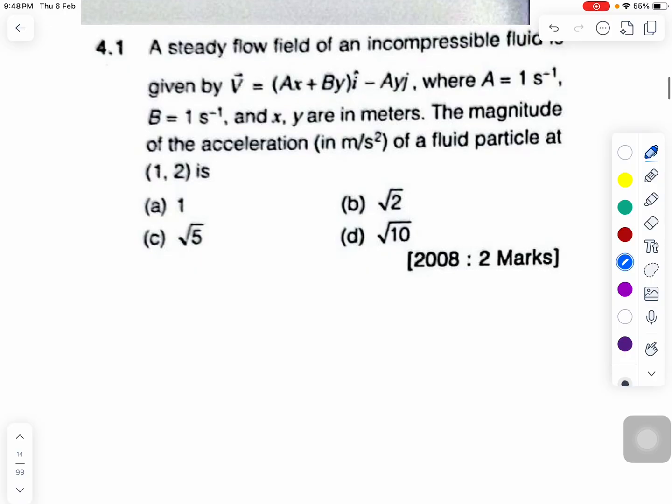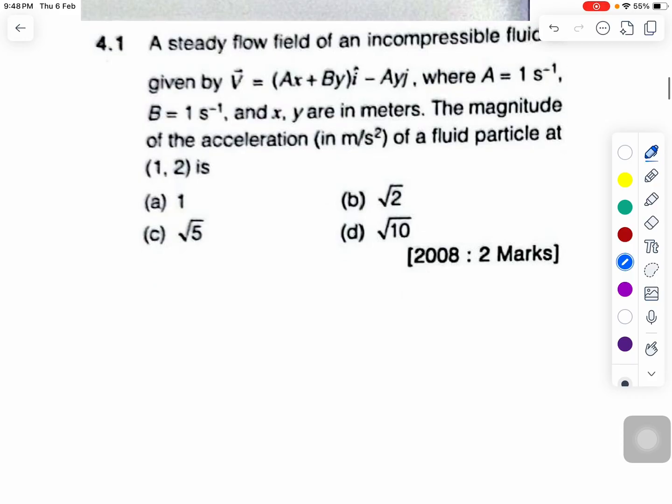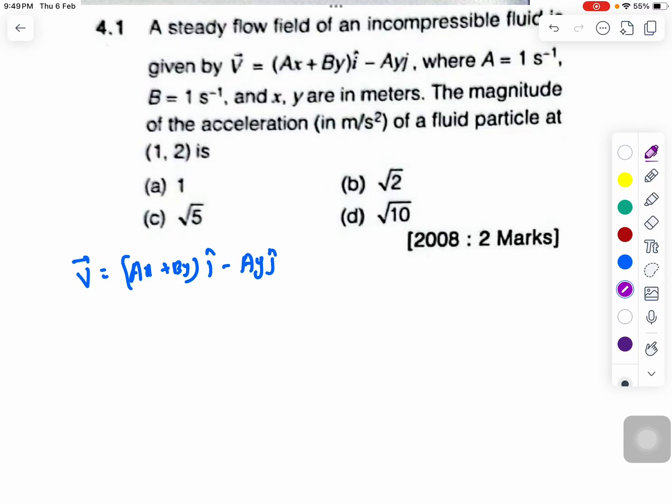So the first question says a steady flow field of an incompressible fluid is given. The velocity vector V is given to you as (ax + by) i cap minus ay j cap. You can see there is a velocity component in the x and y directions. A two-dimensional velocity profile is there, meaning 2D flow is happening, and the value of a is 1 and b is also 1. So the velocity vector can be written as (x + y) i minus y j.